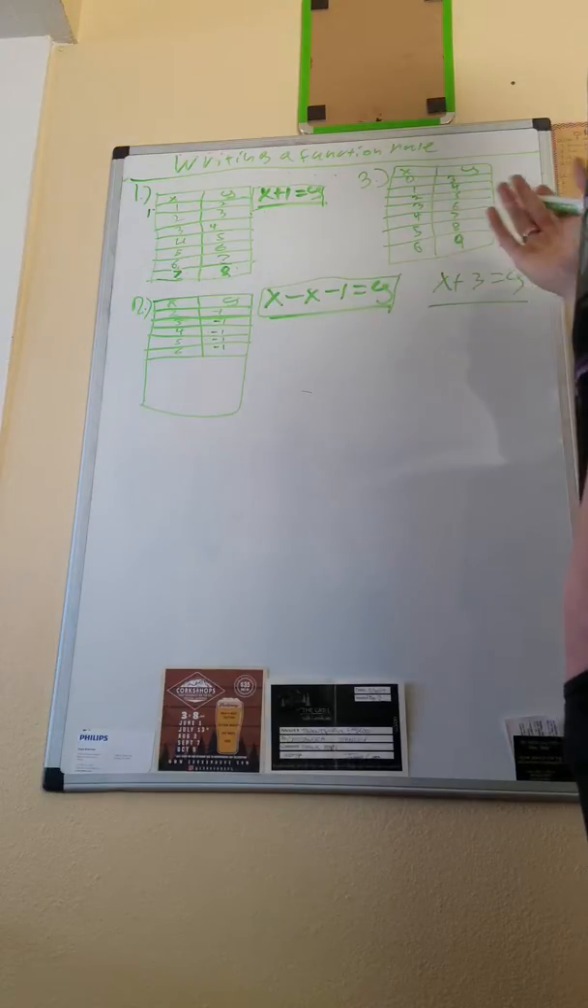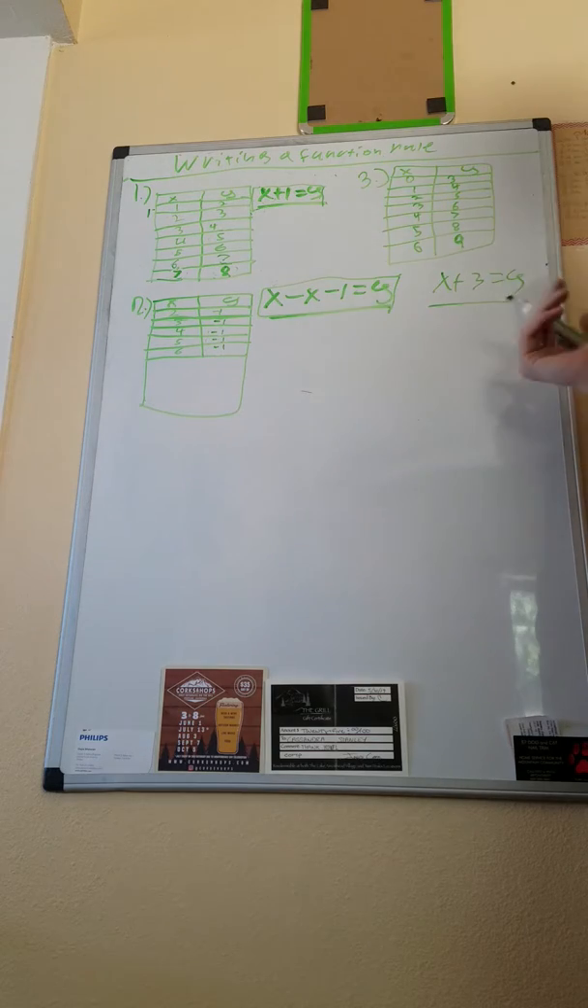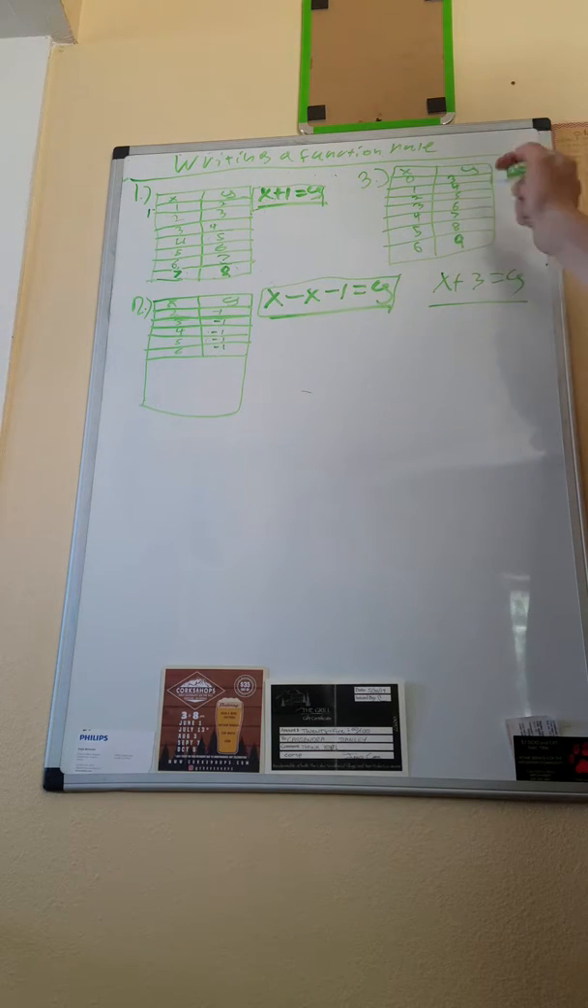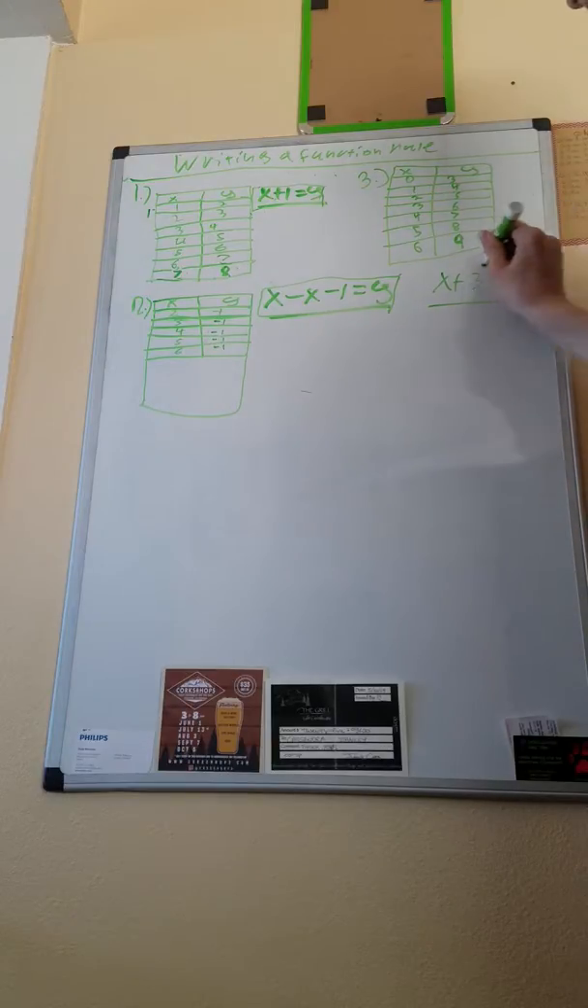So, if we were to do x plus 3 equals y, so 0 plus 3 is 3, which is what y equals. So now we got 1 plus 3 equals 4, which is y. So then 2 plus 3 equals 5. 3 plus 3 equals 6, and 4 plus 3 equals 7. So yeah, it continues. So this is the correct rule for this.